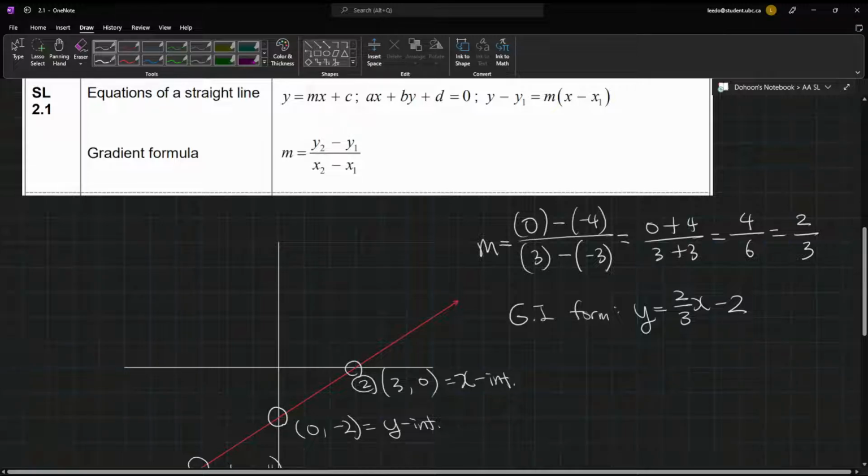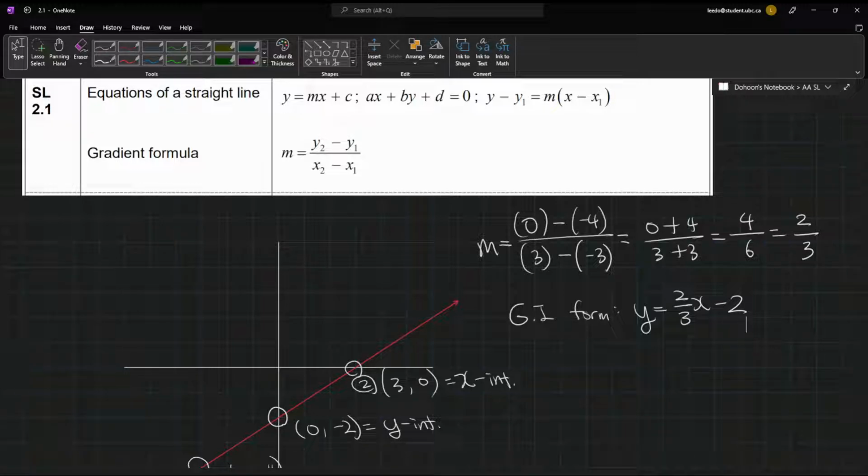The point gradient form is an alternate version of the gradient intercept form, where x1 and y1 represent the x and y coordinates of any given point on the line. You may call this a generalized version of the gradient intercept form. This form is useful for graphing, again, because you're not limited to using the y-intercept, unlike the GI form. However, in my opinion, I don't really see the point of this form.